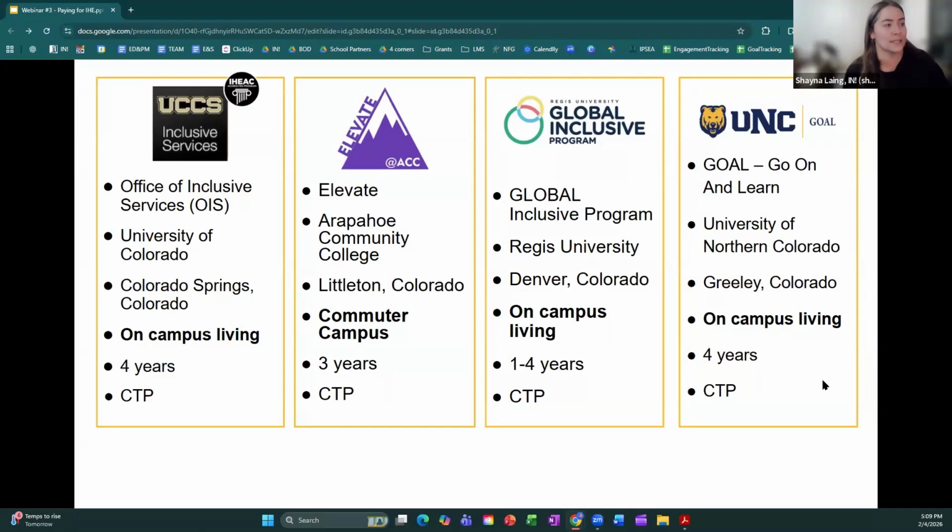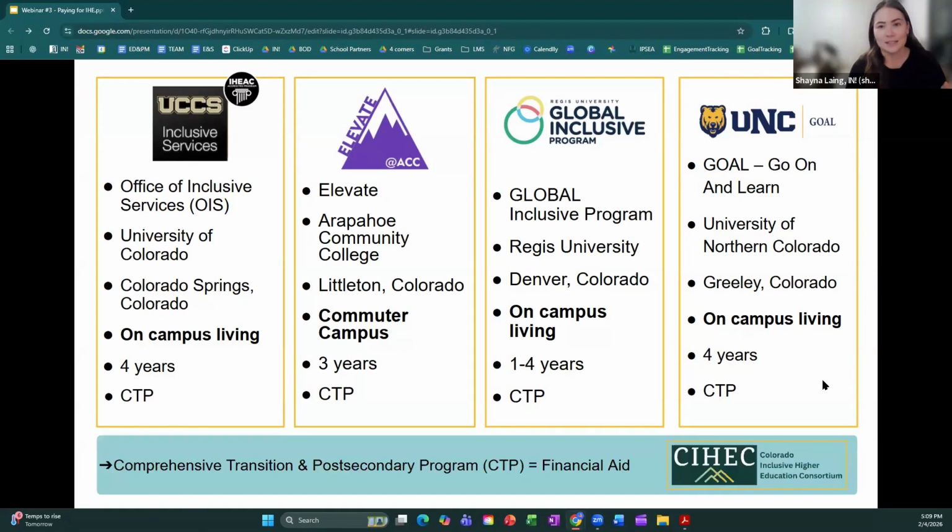In all of these, you will see that CTP designation down at the bottom, which is a term that really just means for us that students who are enrolled in those programs have access to financial aid. And I'll talk a little bit more about that.